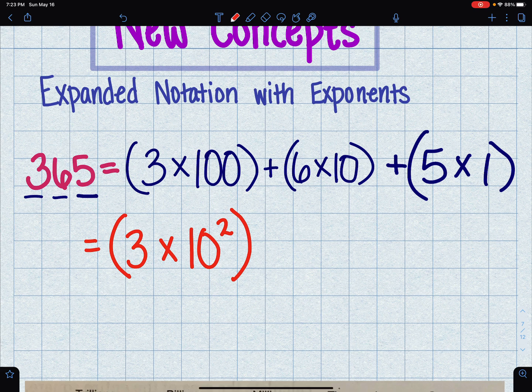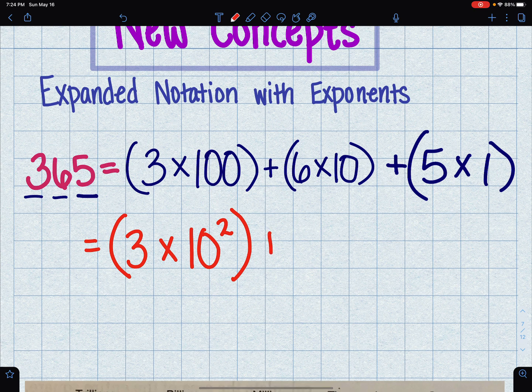Now, 10 to the 2 basically tells you how many zeros there are going to be in the final number. There's going to be 2 zeros. You remember how to do this: 10 to the 2 actually means 10 times 10, and 10 times 10 is 100. So it's basically saying 3 times 10 times 10, but in a shorter way. So it's 10 to the 2.